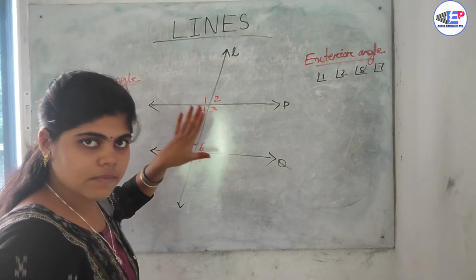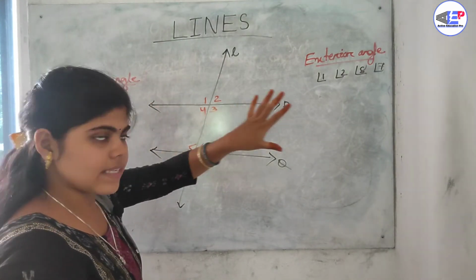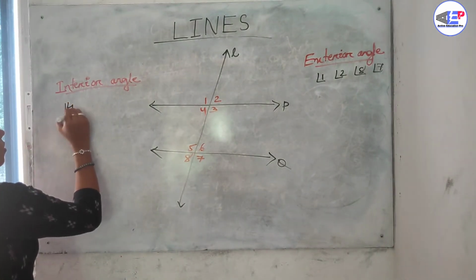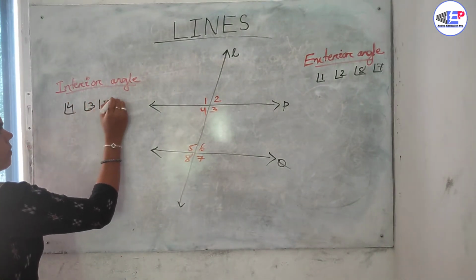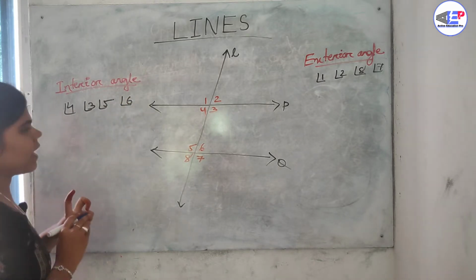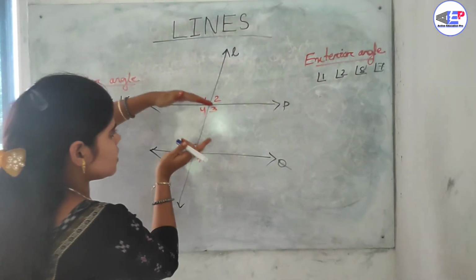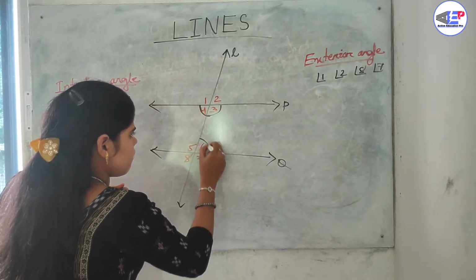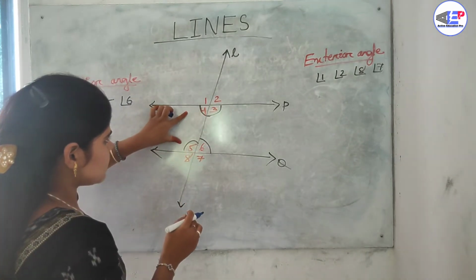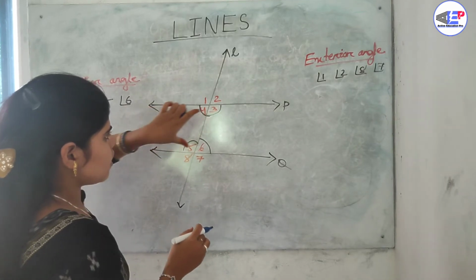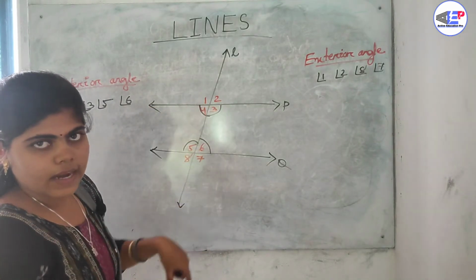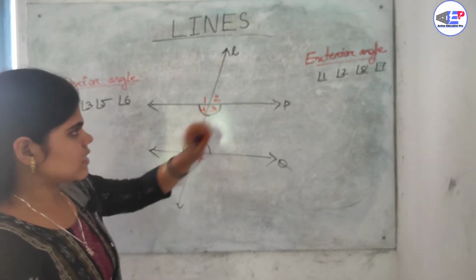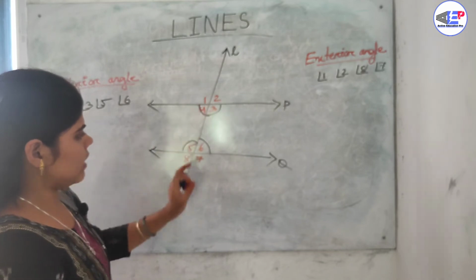Look here from this image, detect which are exterior angles and which are interior angles. The remaining, 4, 3, 5 and 6, are interior angles, because these angles 4, 3, 5 and 6 are present inside the interior area of these two lines P and Q. So the interior angles are 4, 3, 5, 6 and the exterior angles are 1, 2, 8 and 7.